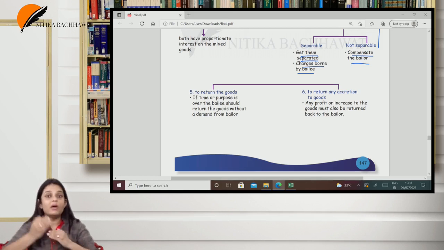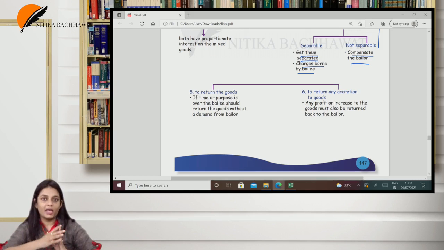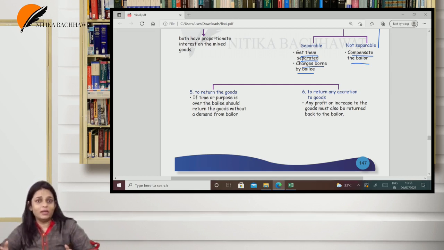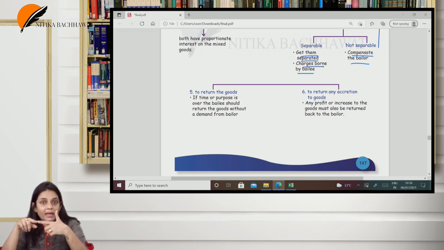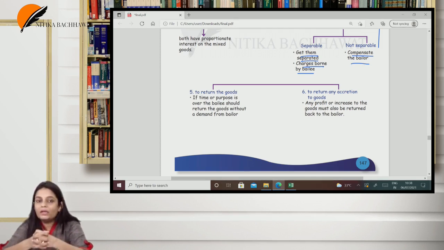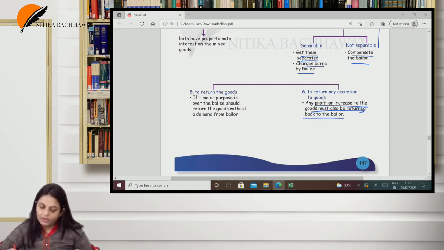So, if the goods multiply, let us say I gave you shares to keep, and while the shares were with you, the company issued bonus shares and you got those bonus shares. Now I come to you and I say, could you please return my shares back? You say, yes, but the bonus shares belong to me, since I got them while the shares were with me. No. If there is any accretion to the goods, that accretion also belongs to the bailor. Because the goods belong to the bailor, any accretion will also belong to the bailor. So can the bailee retain the accretion? No, he must return them. Any profit or increase to the goods must also be returned back to the bailor.